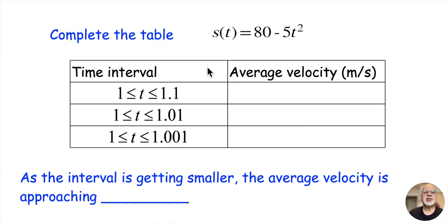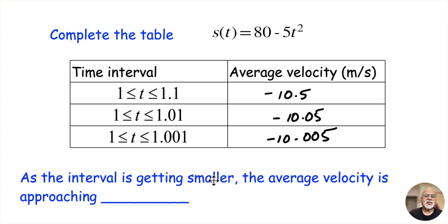All right, if you've returned, this is what you should have found. This one was negative 10.5. Oops, just a second here. This one was 10.05. And the last one, negative 10.005.